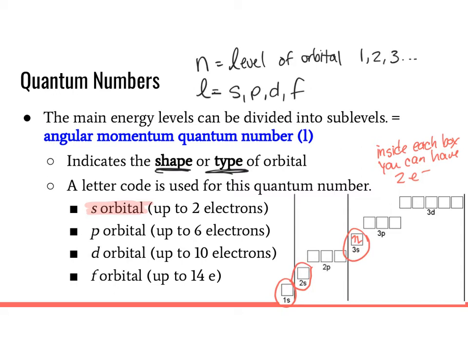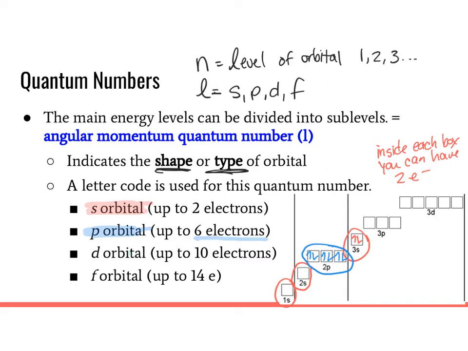Next up we have the p orbital. P orbitals can have up to 6 electrons. Therefore, instead of just having 1 box, they are going to have 3 boxes, because you can fit 1, 2, 3, 4, 5, 6 electrons there.